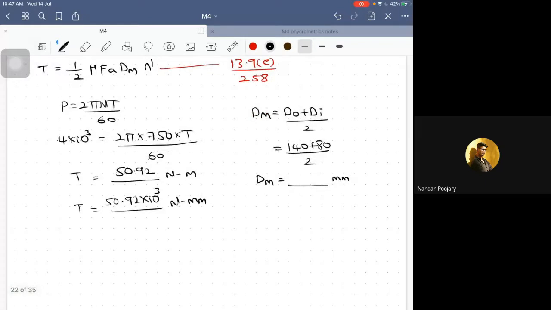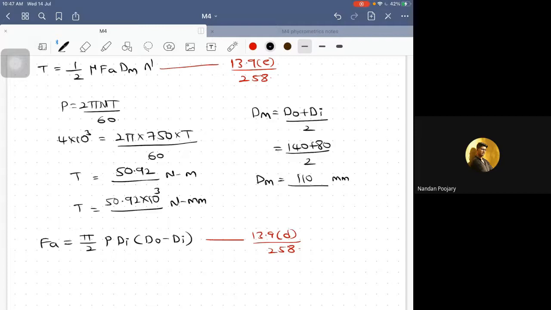After that, you start calculating Fa, which is pi by 2 p di into d naught minus di, which is taken from 13.9d, page number 258. The beauty of the clutches is that all the formulas have only one term.